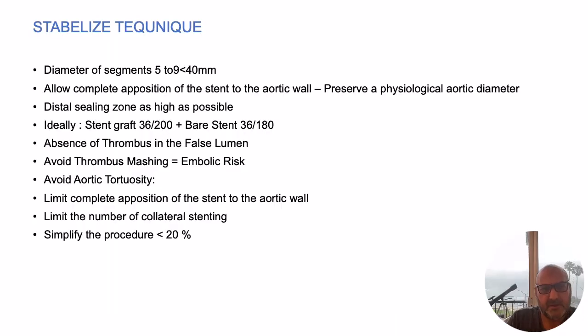That you can see. The stabilized technique should be used only if you have a diameter in segments 5 to 9, which is the diaphragmatic aorta, allowing complete apposition. Obviously, you shouldn't have thrombus in the area. If the aorta is very tortuous, this technique is contraindicated because you can rupture easily, and you have to be very careful.